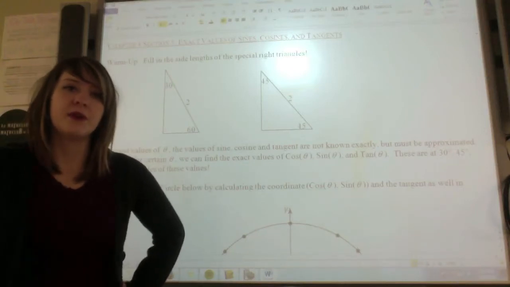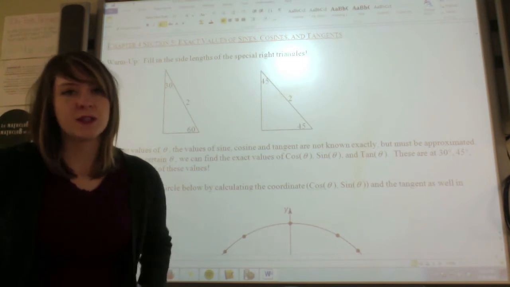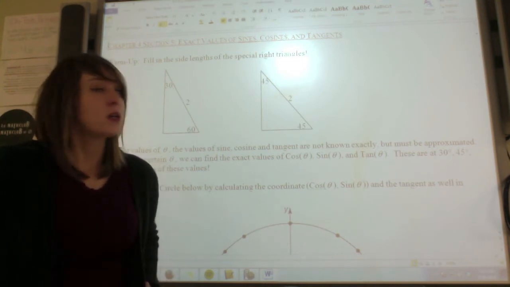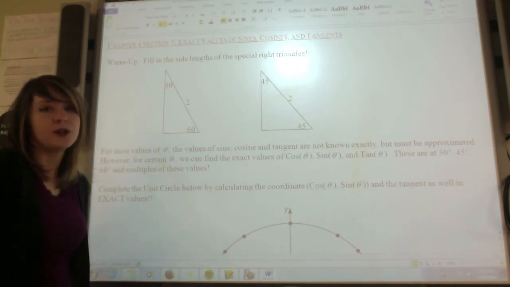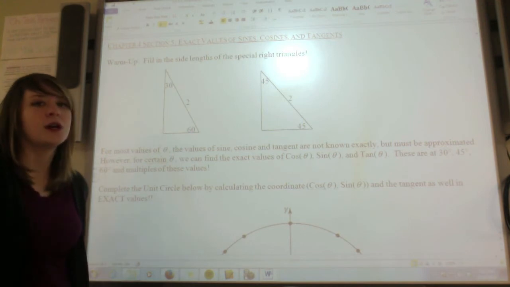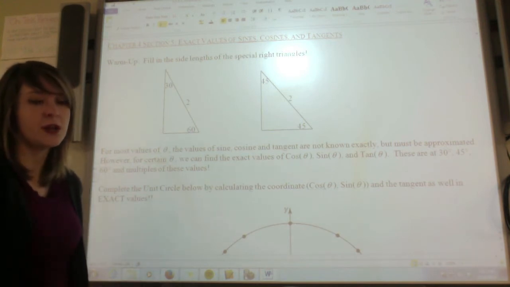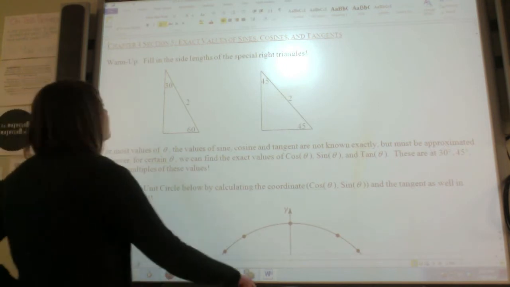Hey guys, today we're doing Chapter 4, Section 5, which is on exact values of sine, cosine, and tangent functions. So the first thing I want to do is just a little warm-up to remind us of our special right triangles, because I'm going to be going through the unit circle, and I'm going to be using these special right triangles to come up with sine, cosine, and tangent for our unit circle.